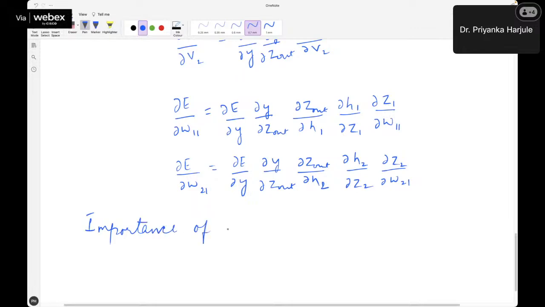Importance of non-linear activation functions.